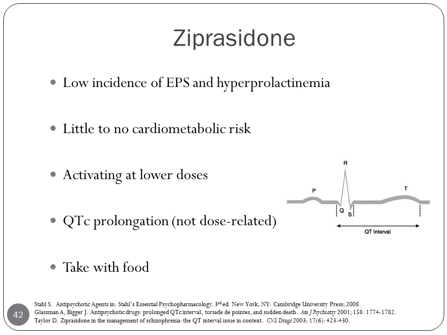Ziprasidone also has a low incidence of EPS and hyperprolactinemia. It can be activating at low doses, so when it's first started and given at around 20 to 40 milligrams twice daily, you can see some akathisia with that. There were some early concerns about QTc prolongation with this medication, and they now seem to be somewhat unjustified.